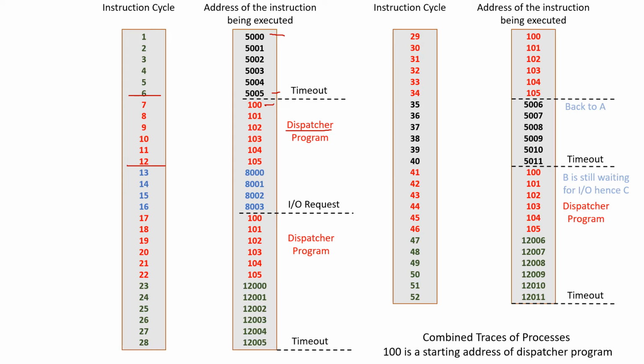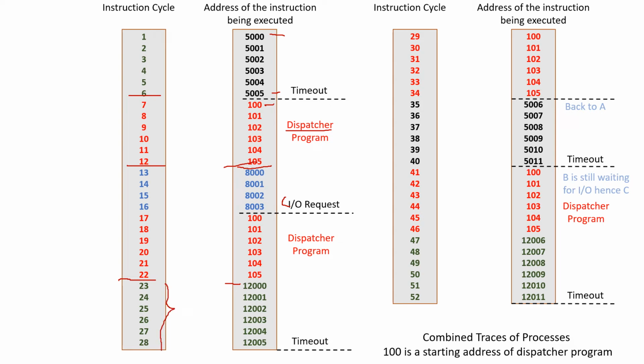After process A, process B will start executing. So how many instructions does process B have? Only 4, from 8000 to 8003. At 8003 it invokes the IO operation. Whenever it invokes the IO operation, the dispatcher program will start running. Again the dispatcher program will run for the next 6 instruction cycles. After the dispatcher program, process C will start executing for the next 6 instruction cycles.